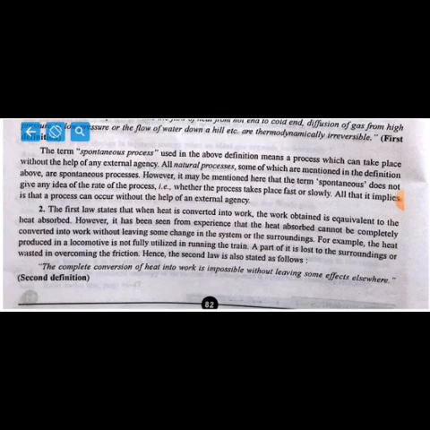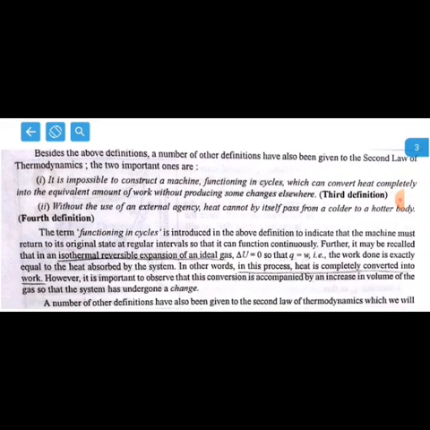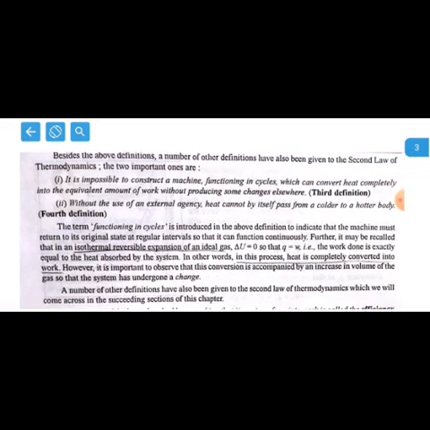Hence, the second law is also stated as follows. The complete conversion of heat into work is impossible without leaving some effect elsewhere. Second definition. Besides the above definition, a number of other definitions have also been given to the second law of thermodynamics. The two important ones are: it is impossible to construct a machine functioning in cycle which can convert heat completely into the equivalent amount of work without producing some change elsewhere.